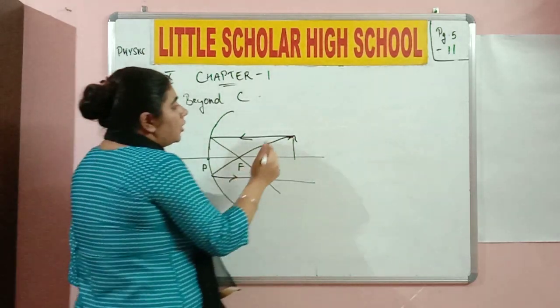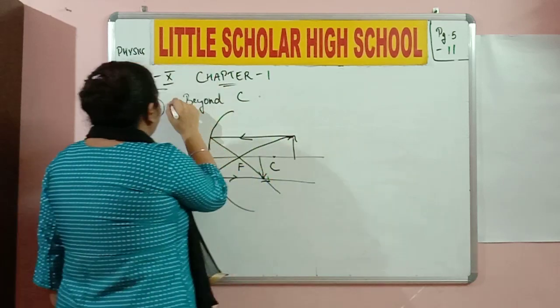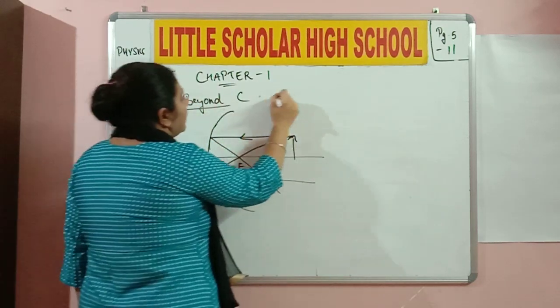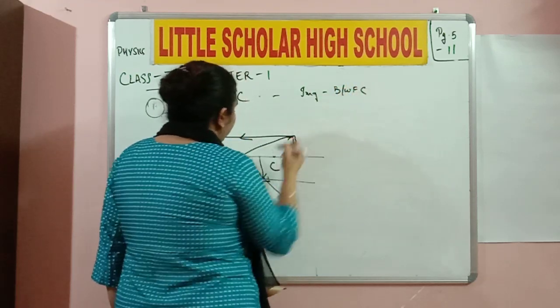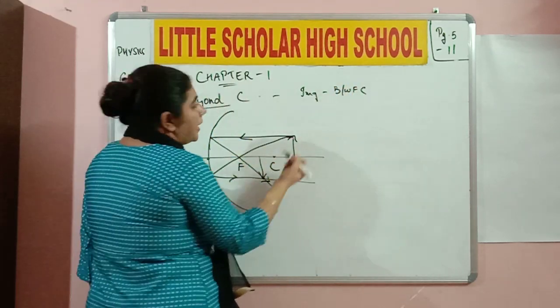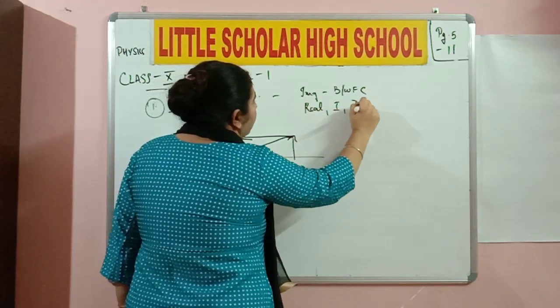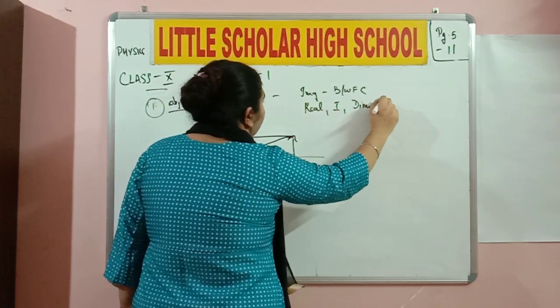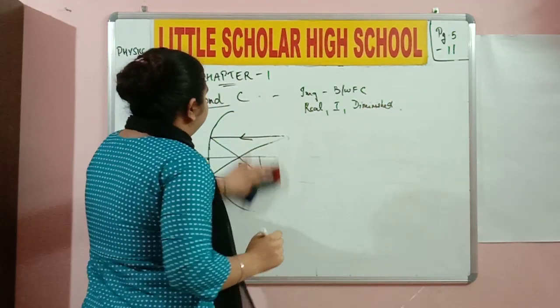Fine with everybody? So you're going to note it down that if the object is placed beyond C, the image formed is going to be between F and C. Can you see the image upside down? Yes. This means it is a real image, it is inverted, and it is going to be diminished. Now let's move on to the next one.